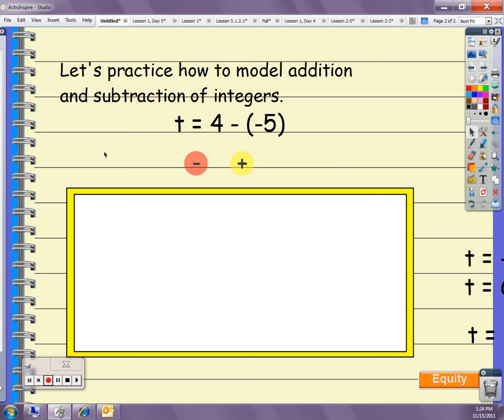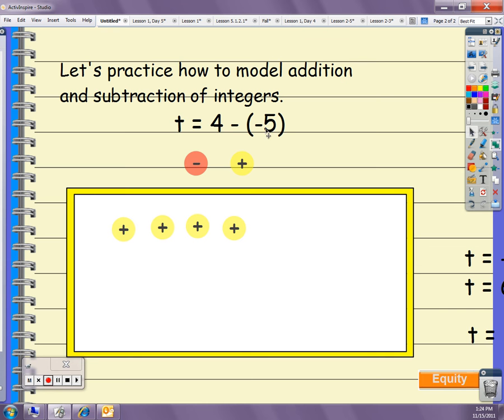In this example we have +4 minus a -5. So again I begin by placing a +4. Now the equation tells me that, since that's a subtraction symbol, I must remove -5. However, I do not have -5 on my equation mat. So I do not have 5 negative counters on my equation mat.